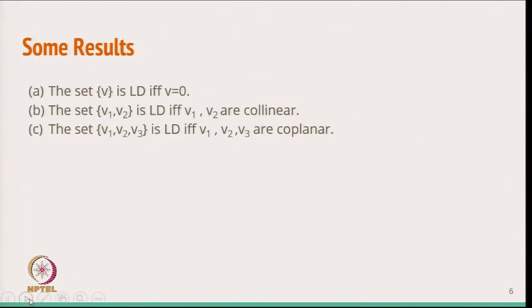So, these are some results that we can discuss: that the set {V} is linearly dependent if and only if V is 0. So, in this case I just discussed the first part, A1. You have a set that contains only one vector. Okay. So, in this case it says that, I can take case 1, S is LD, a linearly dependent set of vectors.